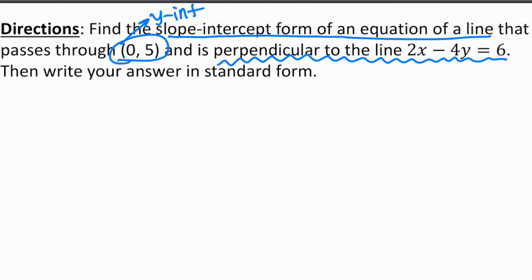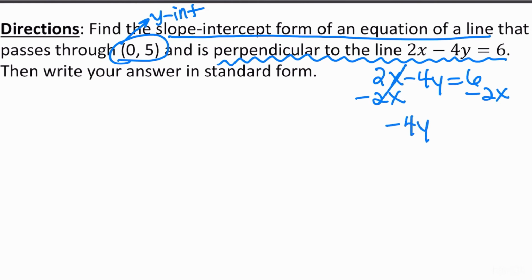So I'm going to start with that, figuring out the slope. In order for me to figure out the slope, I have to get the y by itself. Subtract 2x from both sides. I get negative 4y is equal to negative 2x plus 6. Divide everything by negative 4.